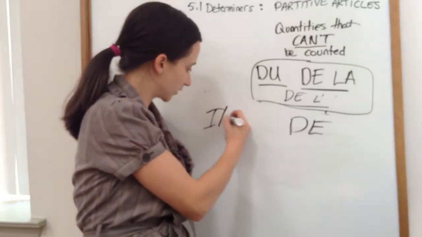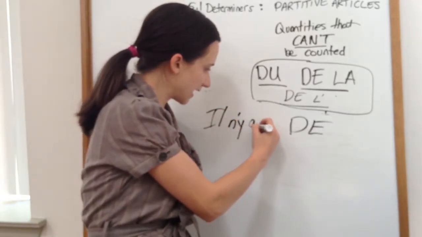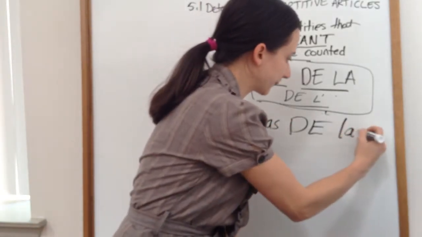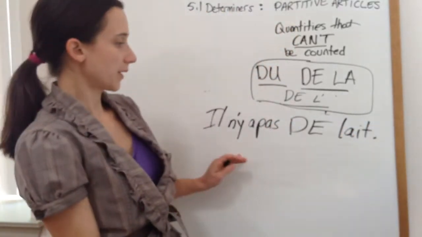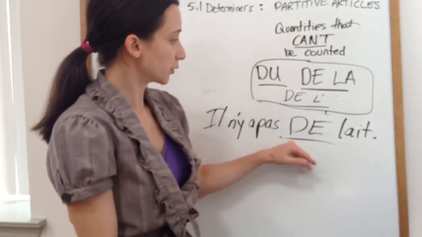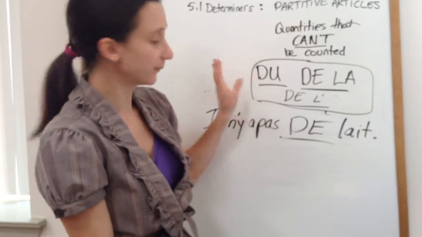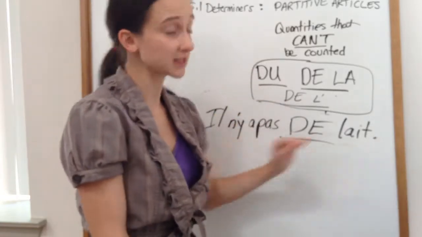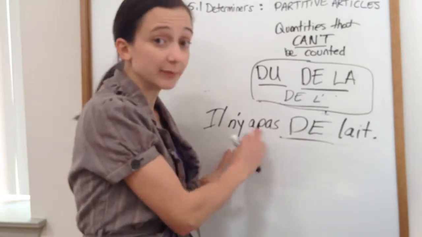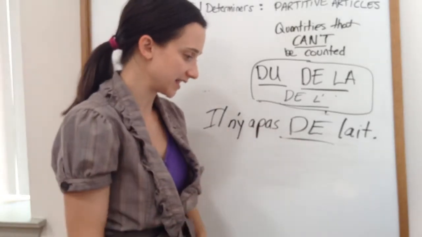Okay? So for example, well, yeah, we could just use that. Il n'y a pas de lait. Milk. There isn't any milk in the fridge. So we would change it from du lait, il y a du lait, there is milk, and we would change that to de because we're saying ne and pas. So watch out for that. It kind of makes it easier.